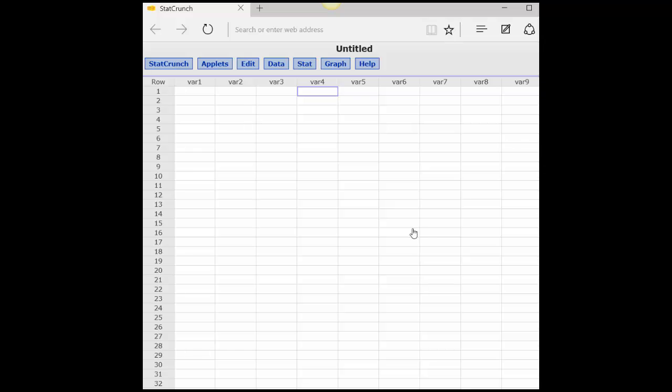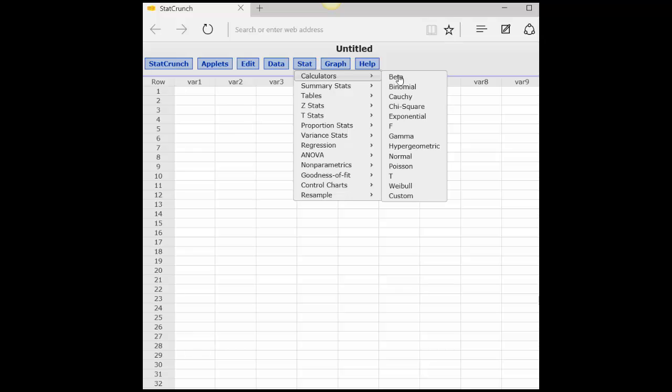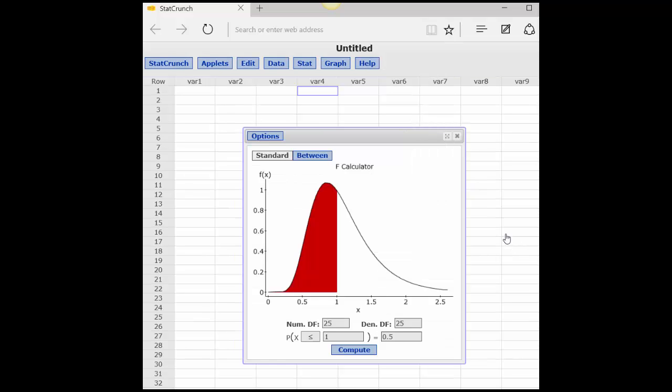The last calculator I want to show you is for the F test. We'll go to Stats, Calculators, F, and here we have the F distribution. Remember that the F distribution is not symmetrical, so we have to determine separately the area under the curve for a left tail test or a right tail test. In this test, we also need to know the numerator and the denominator degrees of freedom. And you would put in the values you have. I'm going to leave the 25 they have here.